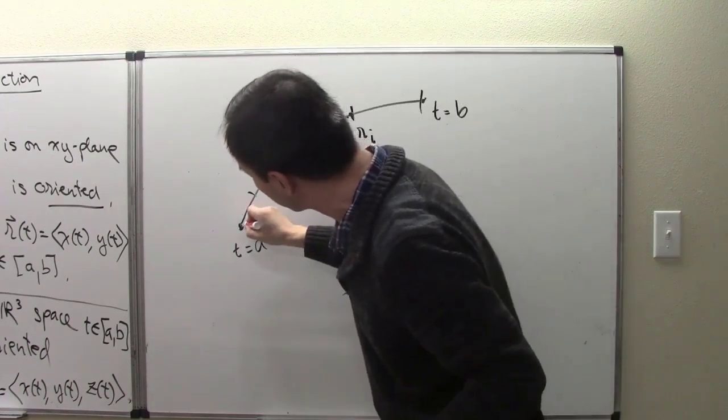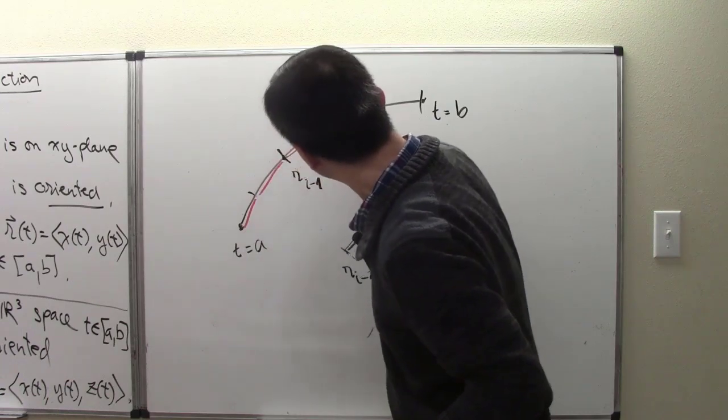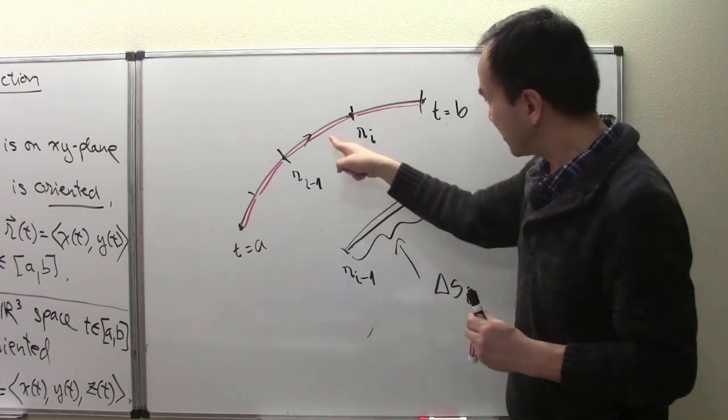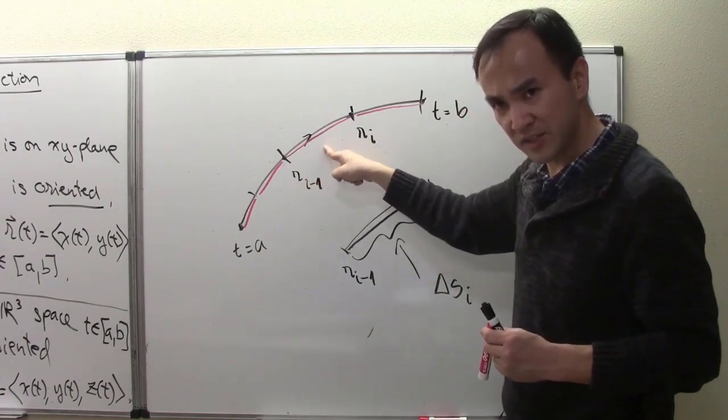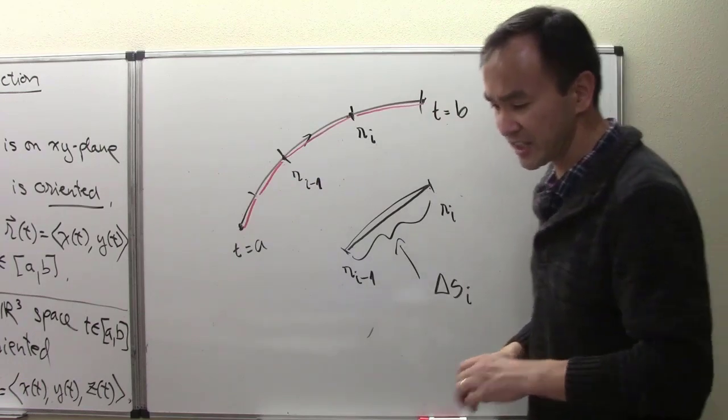So think about it, there's a straight line between these 2 points. There's a straight segment between here, a straight segment here and another straight segment there. And that's the idea right there. Each one of the red ones here is a delta S sub i. All right, and so let's understand delta S sub i a little more.